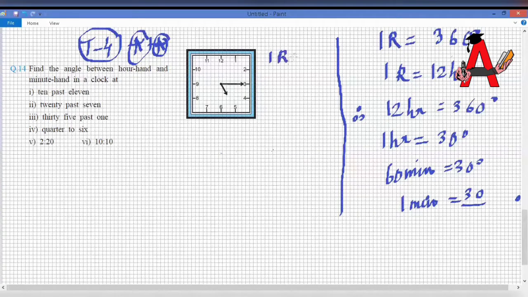One rotation is equal to 360 degree. And how many minutes does it cover? It covers 60 minutes. 60 minutes equal to 360 degree, because in 60 minutes it covers the entire circle. Therefore, 1 minute will be equal to 6 degree. For a minute hand, 1 minute is equal to 6 degree.